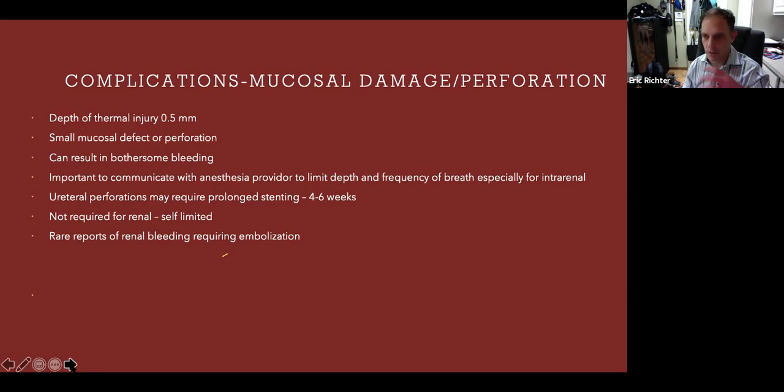If there's a ureteral perforation, just typically leave a stent for 4 to 6 weeks. If there's a perforation in the renal epithelium, there's really no need to do anything. If they're self-limited, they'll heal. The biggest issue is sometimes they'll get bleeding. I've never had this happen, but there are rare reports of renal bleeding from a mucosal injury that can require embolization.